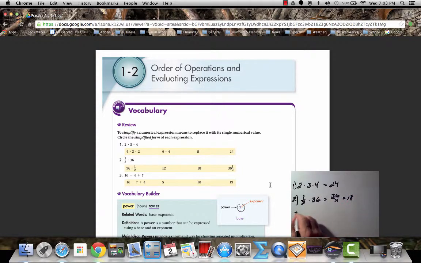Let's take a look at number 3. Number 3 is 16 minus 4 plus 7. If we figure out this equation, 16 minus 4 is 12, plus 7 equals 19. 19 would be your simplified form.